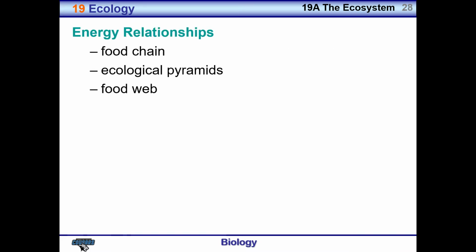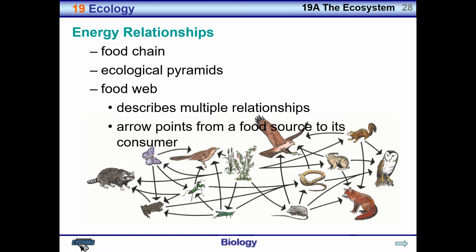So food web is another term that we sometimes use to describe relationships, and they can describe multiple relationships at the same time. The arrow always points from the food source to its consumer. So if we start down on the bottom where we have the mouse, it's food to, let's say, the hawk. It's food to the snake. It's food to the owl. It's food to the fox. But the mouse eats plants, so we have an arrow pointing toward it. And so over on the left, we have different relationships as well that show how they're all interconnected.